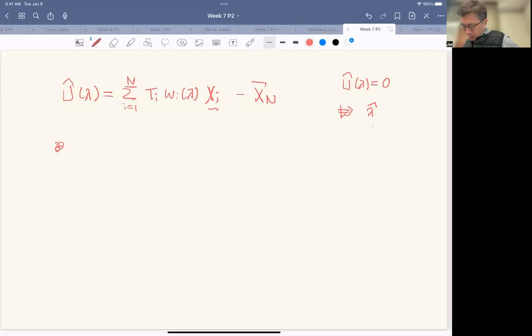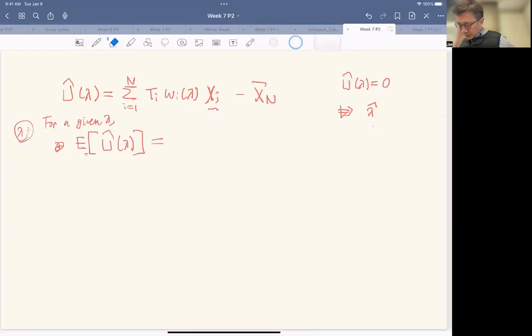Then, the second step: what is lambda hat? You had lambda for a given lambda. So lambda is a constant, just for any constant, right? For a given lambda, what is this? And so the expectation here is with respect to T. So the expectation is actually a conditional expectation.